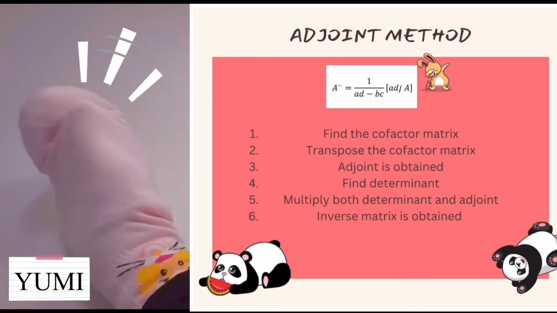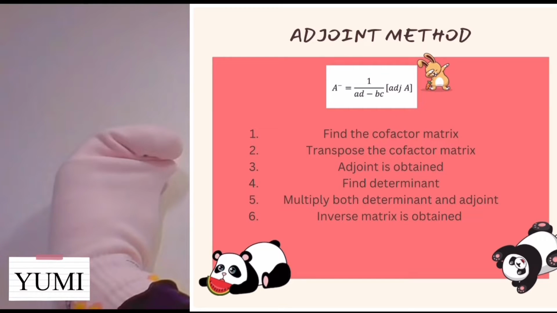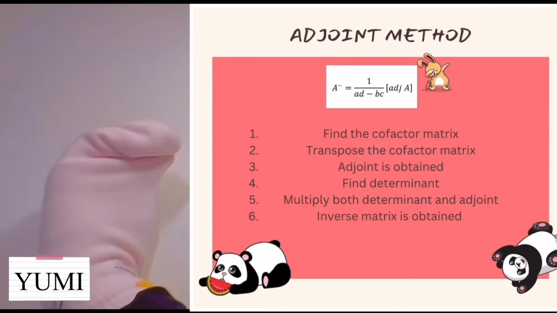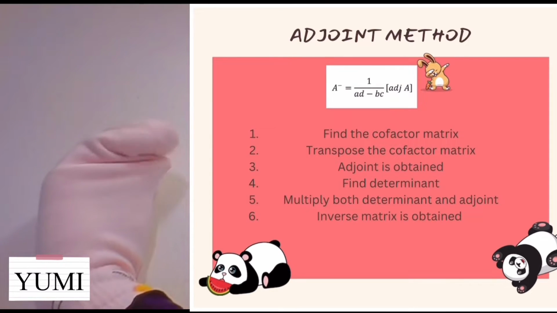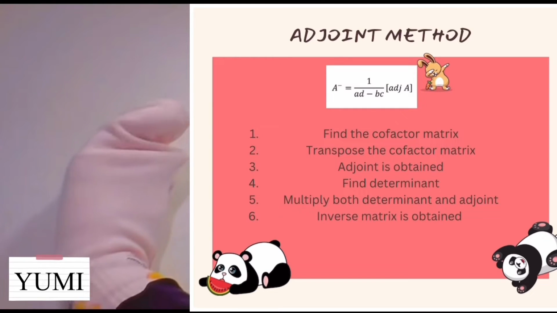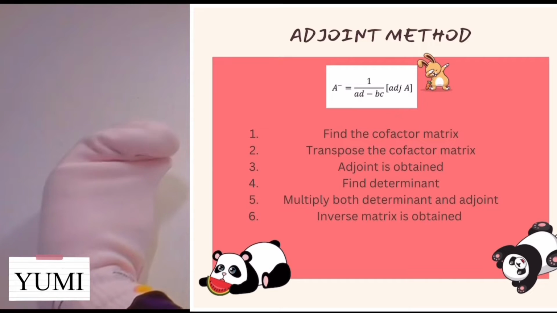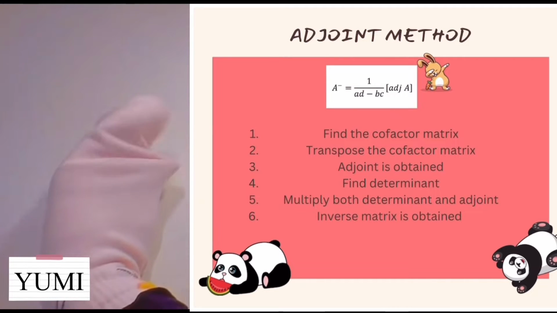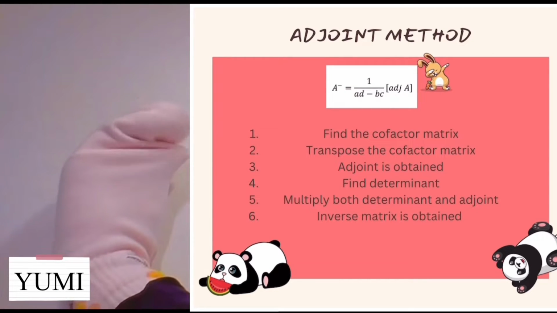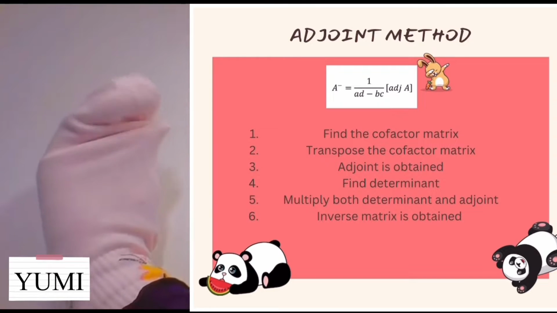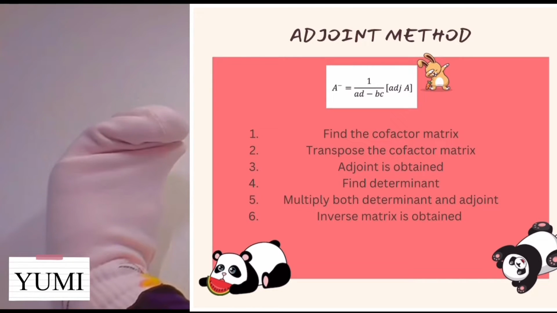Hello everyone. So for the adjoint method, I will give you an overview of the process of using the adjoint method to find the inverse matrix. The steps are finding the cofactor matrix, transposing the cofactor matrix, and then the adjoint is obtained. The next steps are finding the determinant and then multiplying the determinant and the adjoint. Therefore, the inverse matrix is obtained.